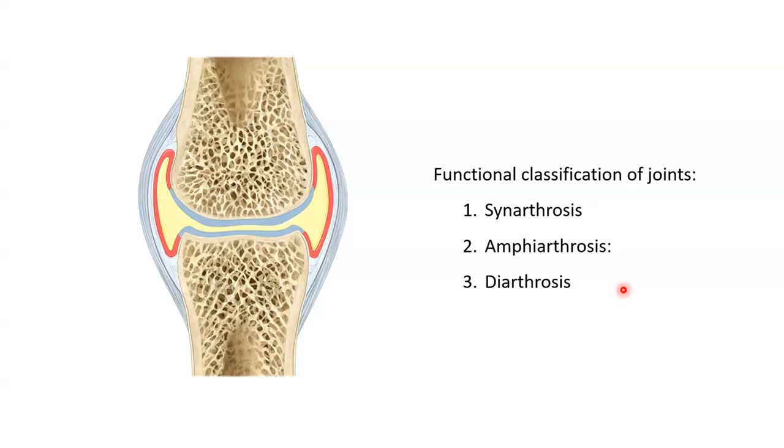Looking at the functional classification of joints, and this, remember, relates to the degree of movement that they permit. And functionally, our joints are classified again into one of 3 ways. We have a synarthrosis, which is an immovable joint, so it does not allow any movement. We have an amphiarthrosis, which is a slightly movable joint. And we have a diarthrosis, so this is a freely movable joint.